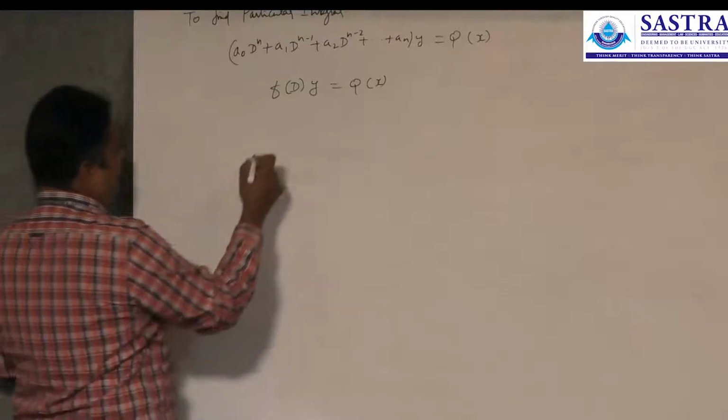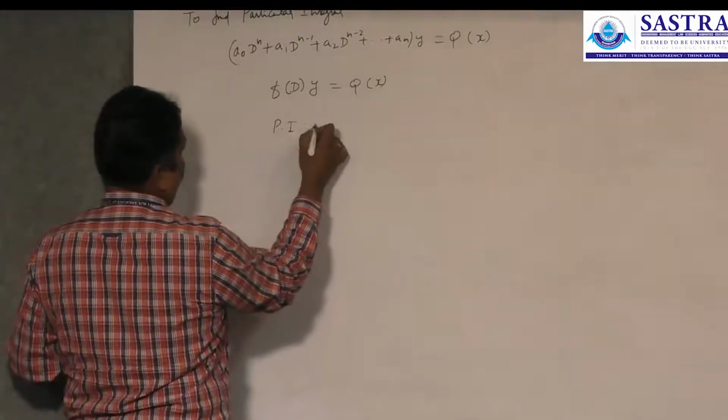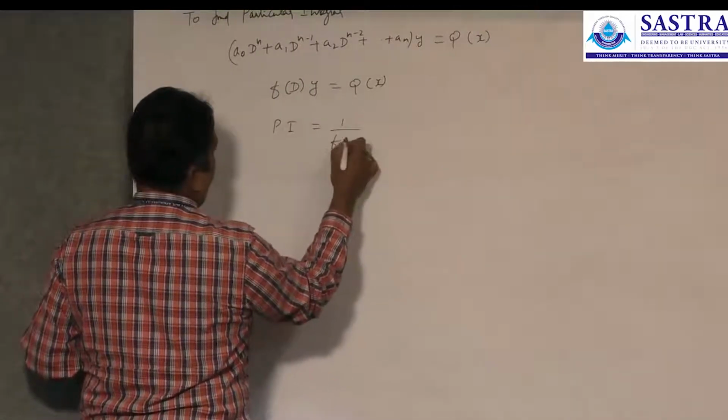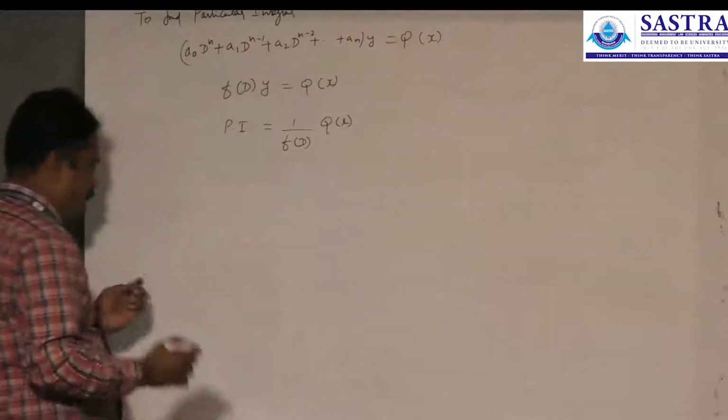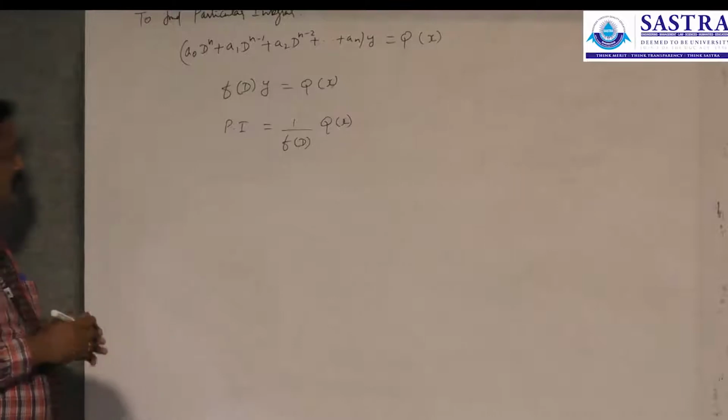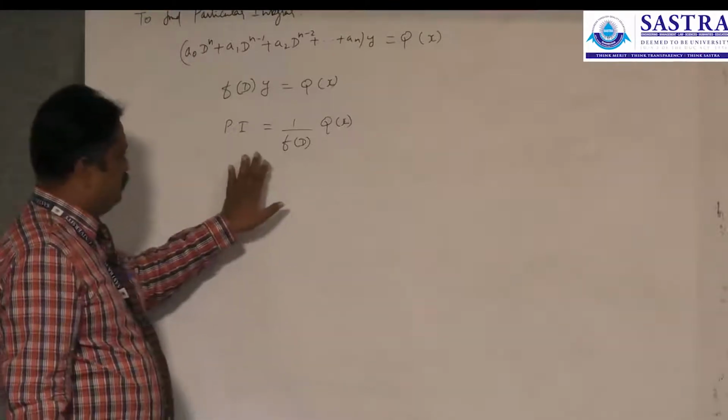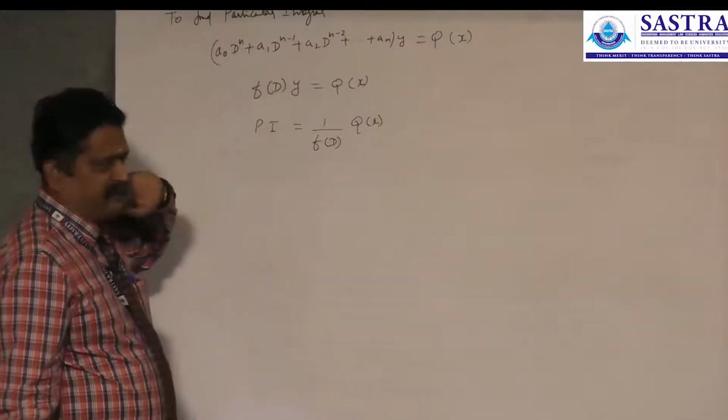Then the particular integral is 1 by f(D) Q(x). This is the particular integral for the given equation.